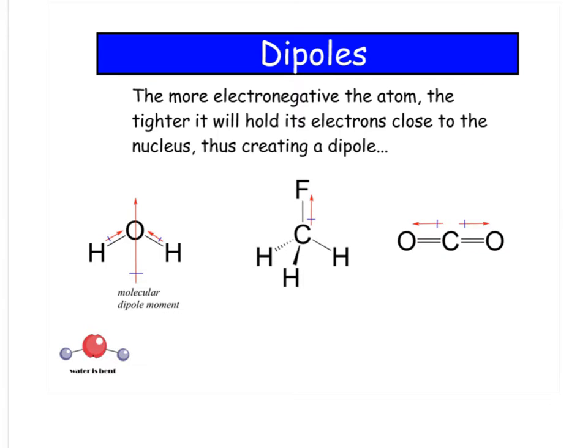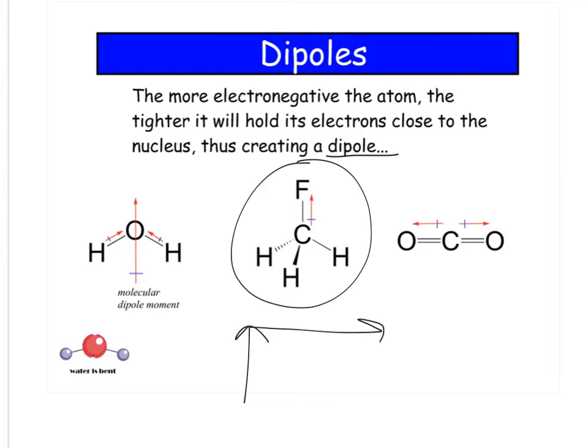Dipoles. The more electronegative the atom, the tighter it will hold the electrons close to the nucleus. And that way, it creates what we call a dipole. So if we look at this molecule right here, carbon, we have 3 hydrogen, which aren't very electronegative at all, right? It goes up and to the left. Fluorine is the most electronegative element. So he's going to hog all these electrons that they're supposed to be sharing, right? So you're going to have a dipole moment.